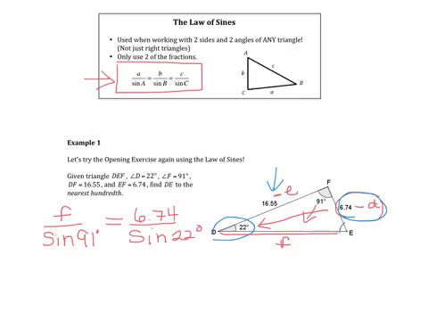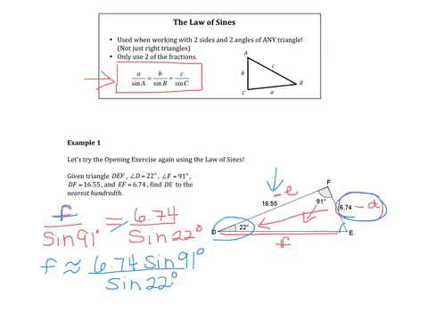And all I have to do is cross multiply. But I'm not going to cross multiply all the way because some of the steps will be redundant. Since I'm solving for lowercase f, all I'm going to do is multiply 6.74 by sine of 91 degrees, and I'm going to divide that all by sine of 22 degrees. So go ahead and plug that into your calculator as we speak.